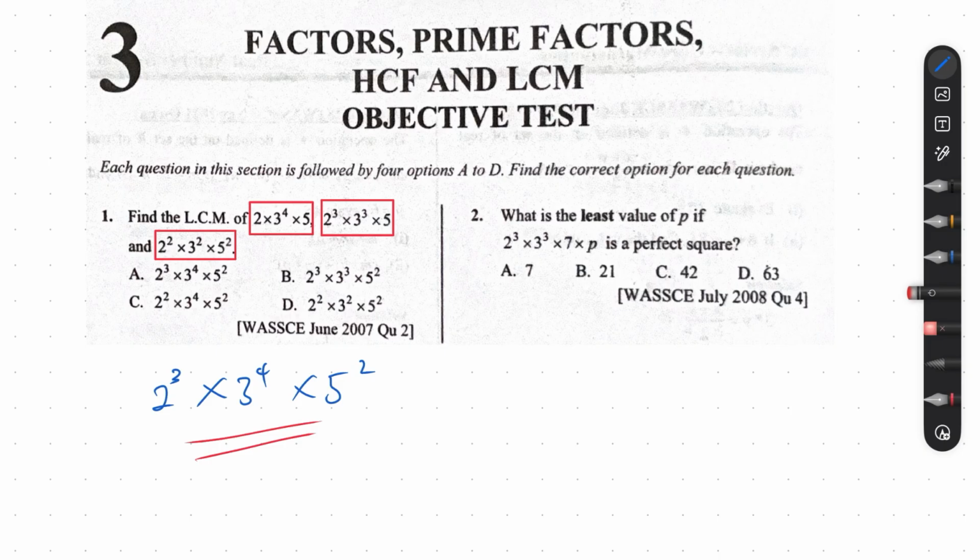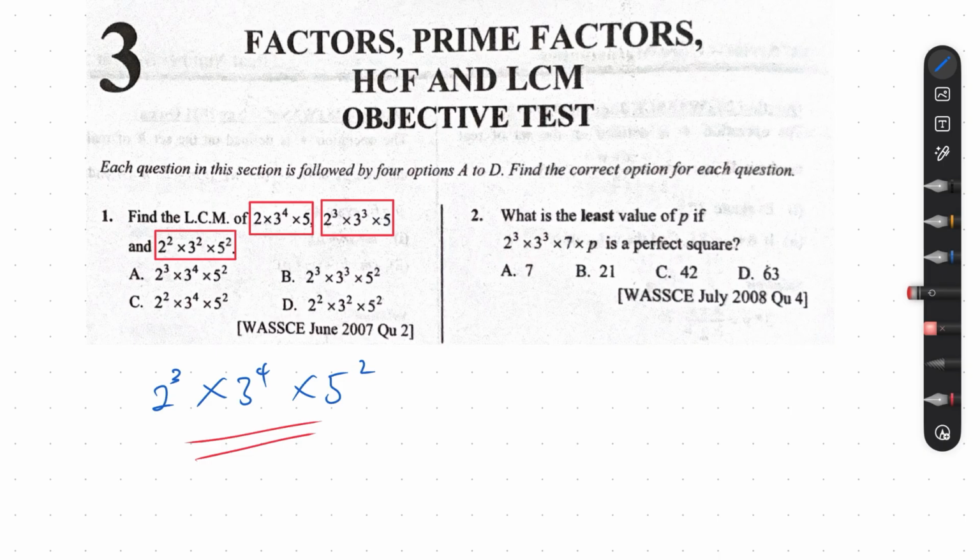Cool. Let's go to the next part, which is number 2. It says, what is the least value of P if this is a perfect square? Now, in order to be able to get a perfect square, each of the numbers over here must have their power to be an even number, so you can have a square.